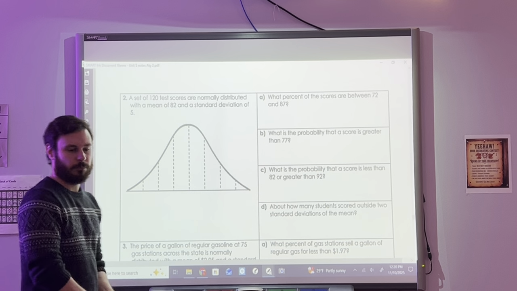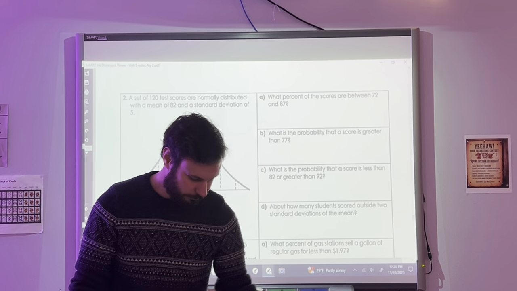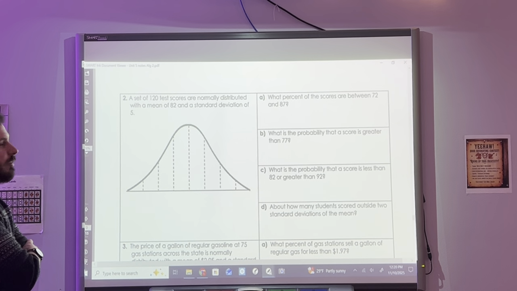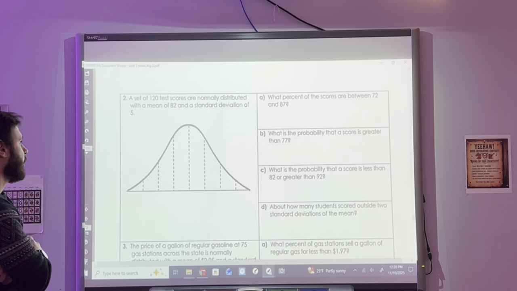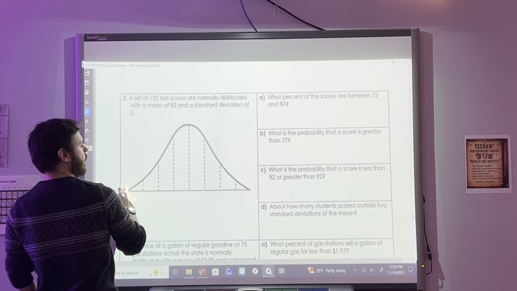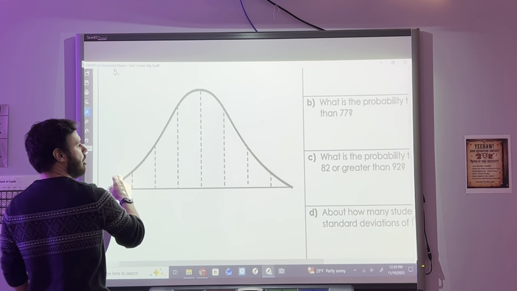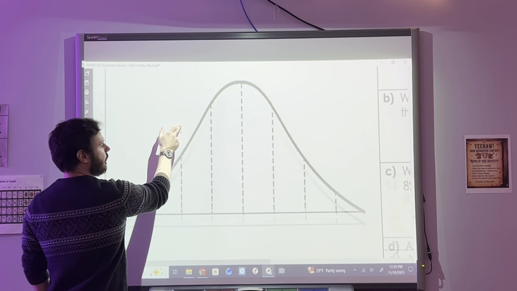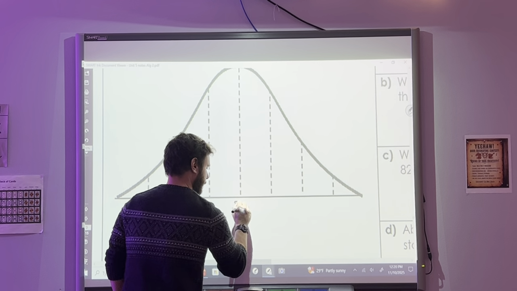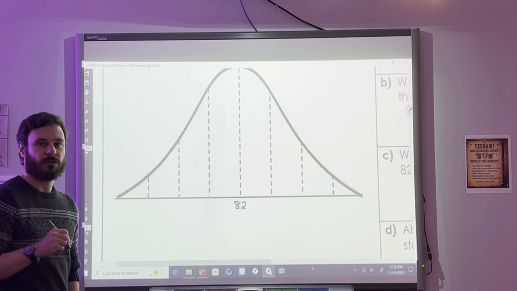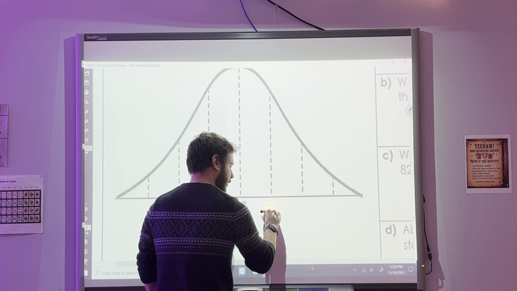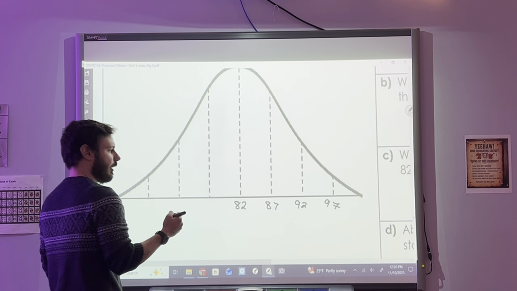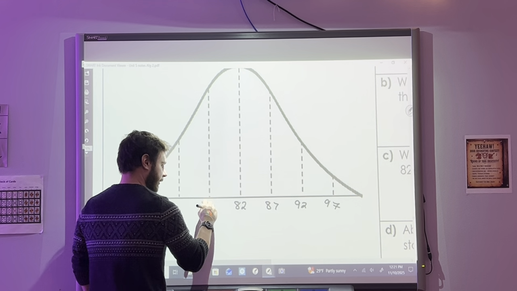All right, and let's do maybe one more example of this. A set of 120 test scores were normally distributed, that's good, with a mean of 82 and a standard deviation of 5. Okay, so label the picture the same way we did before. It makes everything easier. My mean was 82. And my standard deviation was 5. So if I go up a standard deviation, I'm gonna go up 5. And if I go down, that means I'm gonna go down 5.